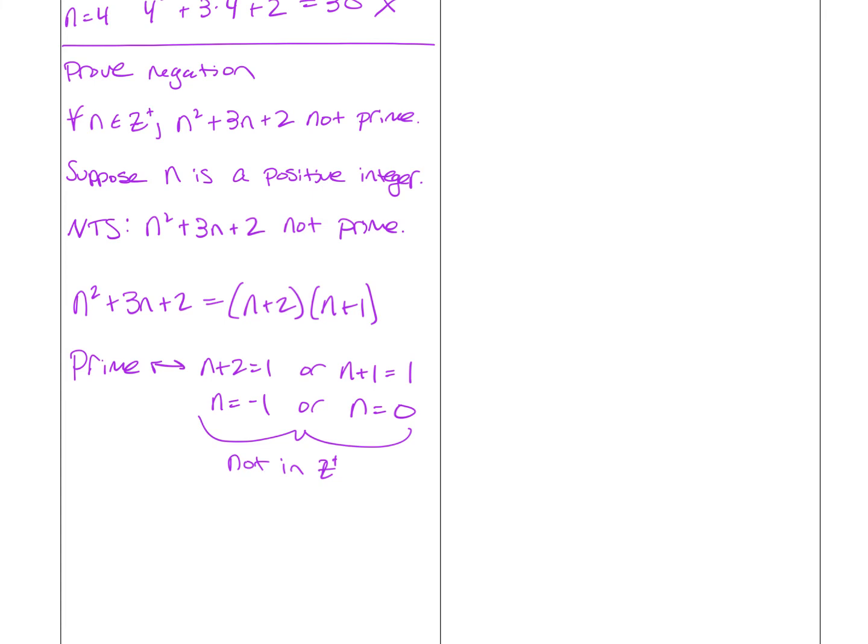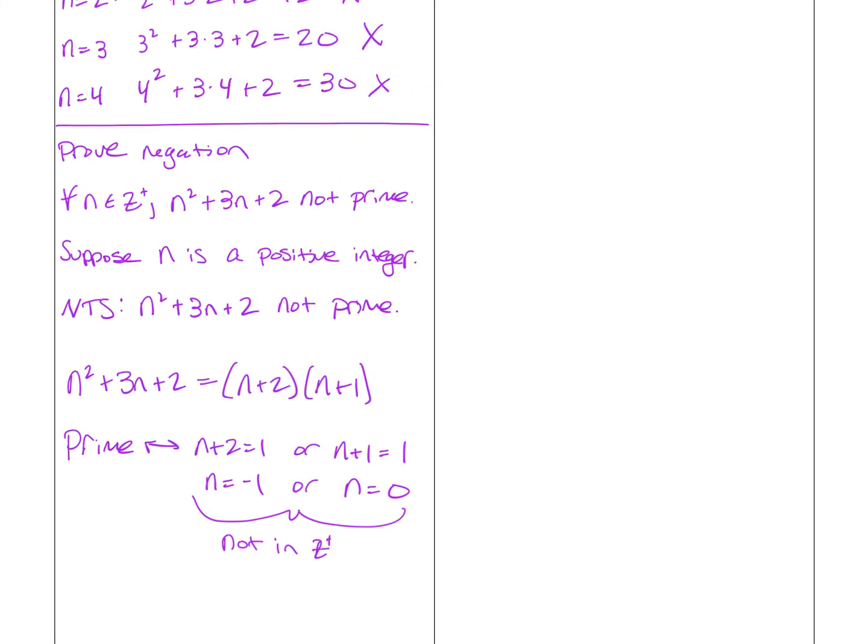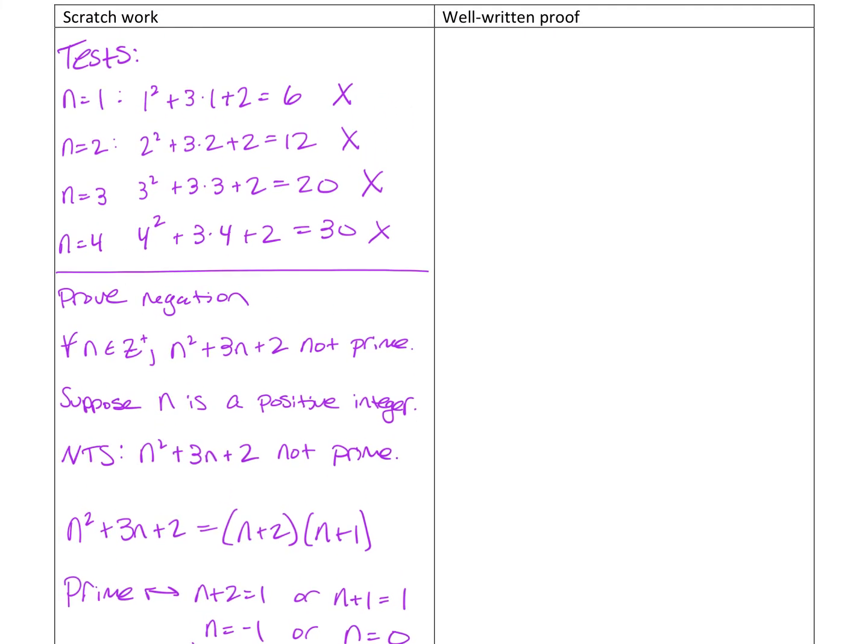So that means that n squared plus 3n plus 2 can't be prime, right? It can't be that this is 1 or this is 1 if n is a positive integer. There's no positive integer that can make that true. Okay, so let's try and write this out formally in a well-written proof. So we start with: suppose n is a positive integer.